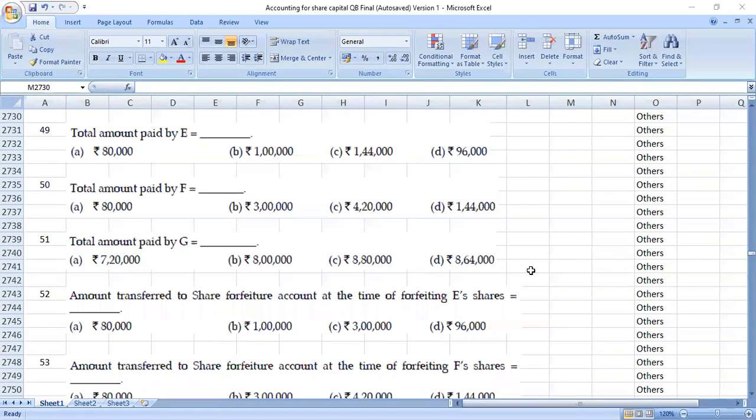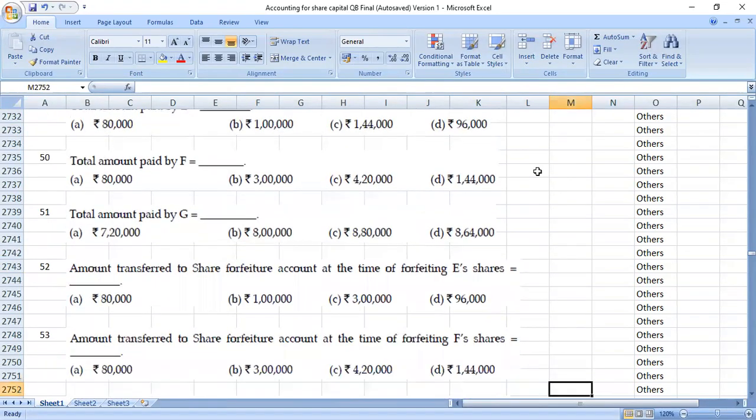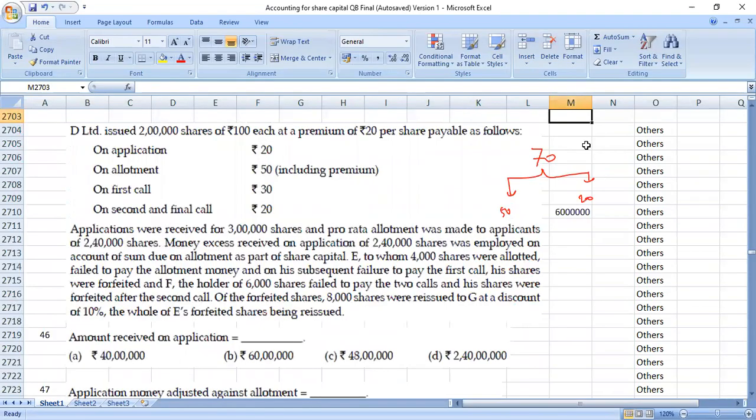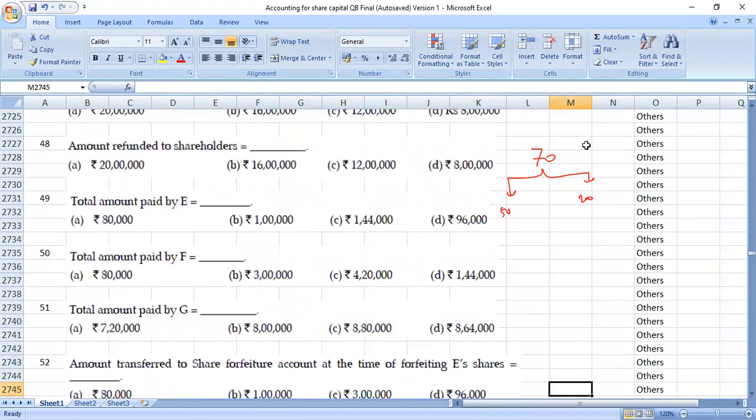Now the amount transferred to share forfeiture account at the time of forfeiting F's shares. This is a little tricky, I'll tell you. Now F has paid 70 rupees per share. And of the 70 rupees, only 50 he has paid as share capital. 20 is paid as premium. Am I right? 100 each issued at a premium of 20%. F has paid up to allotment. Of that, 20 rupees is premium. So only 50 rupees he has paid as share capital. 20 rupees premium he has paid. Correct? So only the money paid as share capital will be transferred to share forfeiture account at the time of forfeiture.